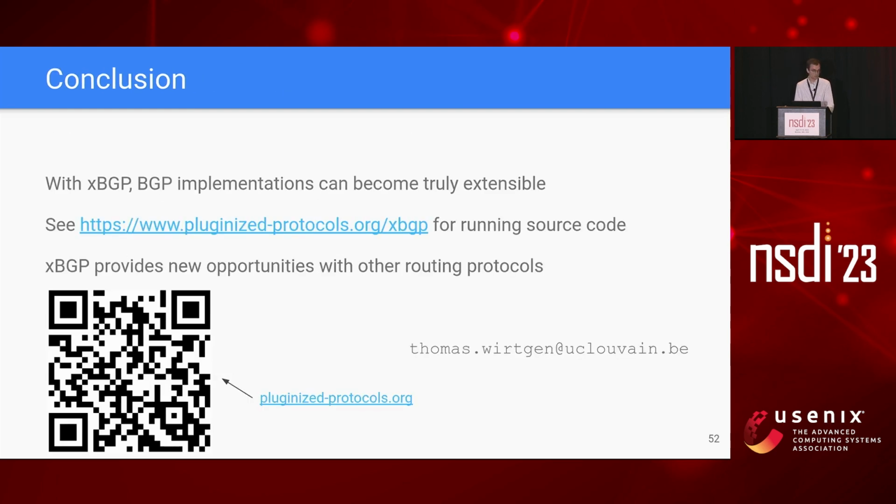So this concludes my presentation. Thanks to xBGP, you have an implementation that is truly extensible. You can check this QR code or the website in the slide for the source code. And we have made this approach for the BGP protocol, but the methodology could also be applied to other routing protocols such as OSPF or ISIS. Thank you.